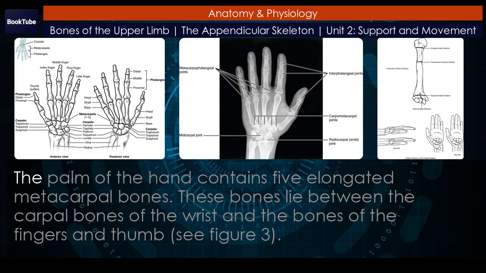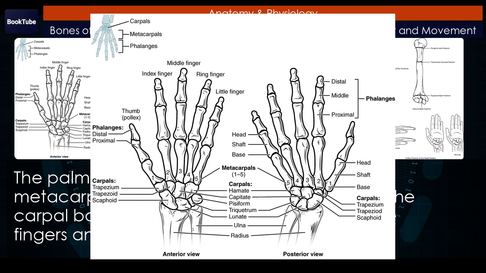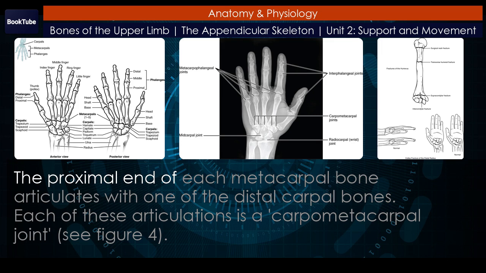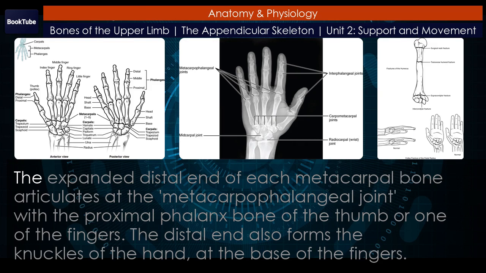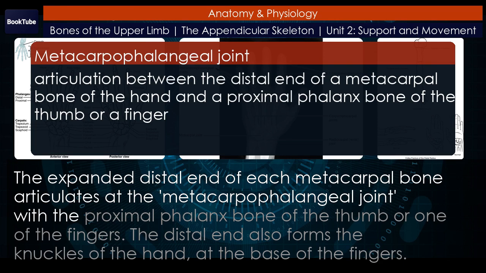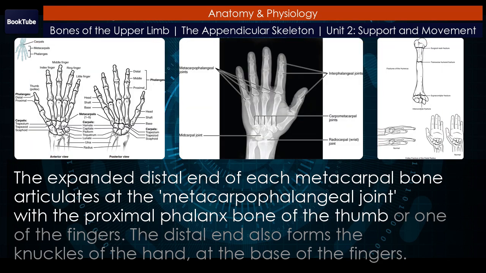Metacarpal bones. The palm of the hand contains 5 elongated metacarpal bones. These bones lie between the carpal bones of the wrist and the bones of the fingers and thumb. See Figure 3. The proximal end of each metacarpal bone articulates with one of the distal carpal bones. Each of these articulations is a carpometacarpal joint. See Figure 4. The expanded distal end of each metacarpal bone articulates at the metacarpophalangeal joint, with the proximal phalanx bone of the thumb or one of the fingers. The distal end also forms the knuckles of the hand.